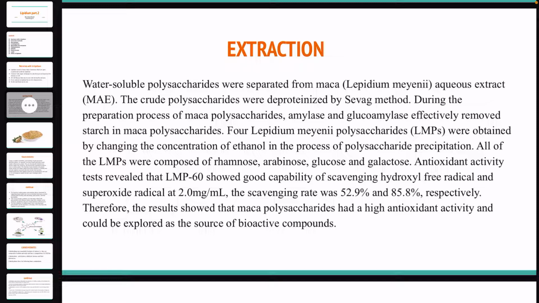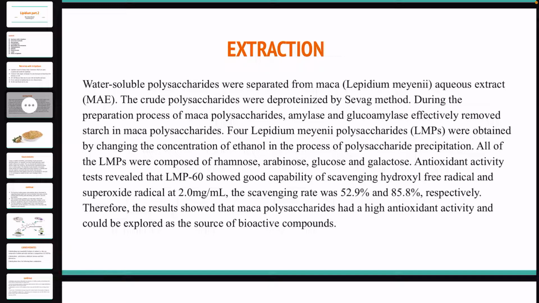Water soluble polysaccharides were separated from Maca aqueous extract, which is also called MAE. The crude polysaccharides were deproteinized by the Sevag method during the preparation process of Maca. Amylase and glucoamylase effectively removed starch in the polysaccharides. Four Maca polysaccharides, LMPs, were obtained by changing the concentration of ethanol in the process of polysaccharide precipitation. All of the LMPs were composed of rhamnose, arabinose, glucose, and galactose.